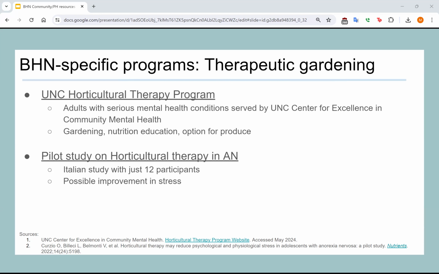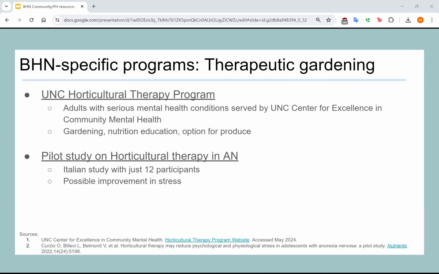But there's also this program that's listed here that has a very small sample size. It was an Italian study where they looked at horticultural therapy for anorexia nervosa, but again, very small, just 12 females. They found, in a qualitative manner, that it might improve stress, but they didn't have enough statistical power to show any changes really.